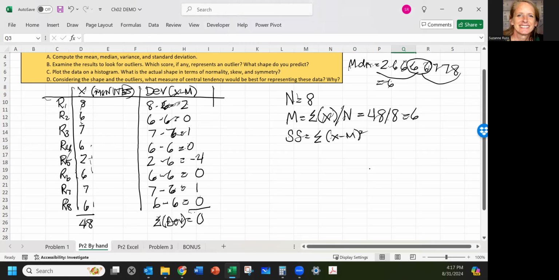But it doesn't really tell us anything about the spread, so let's go ahead and square these deviations so we can sum them for the sum of squares. 2 squared equals 4.